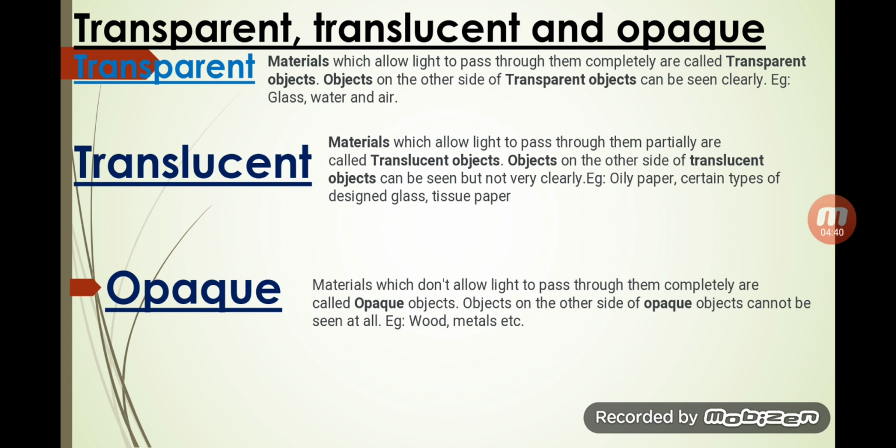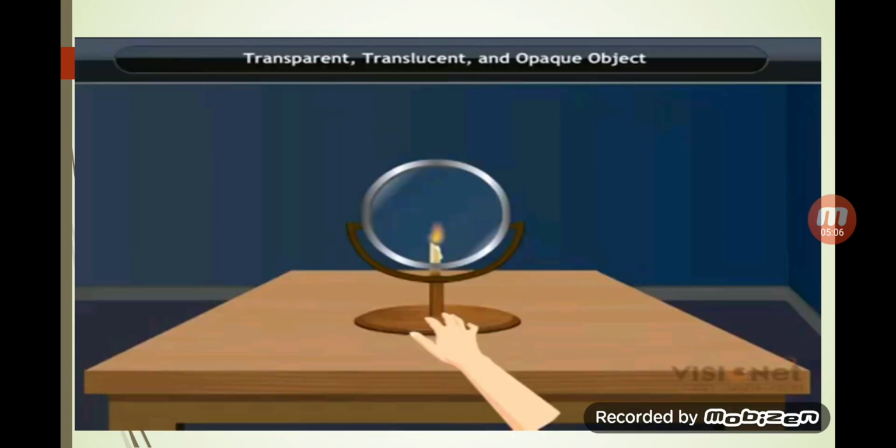Examples: wood, metals, your body. These are the opaque objects. So my dear students, I am going to show you some animation which will make you understand what is transparent, what is translucent and what is opaque. Try to see and try to understand what I want to show you.